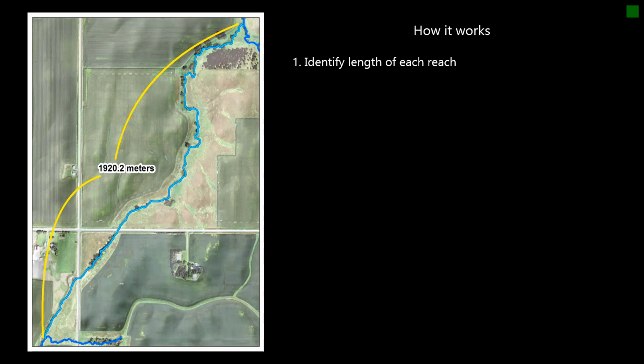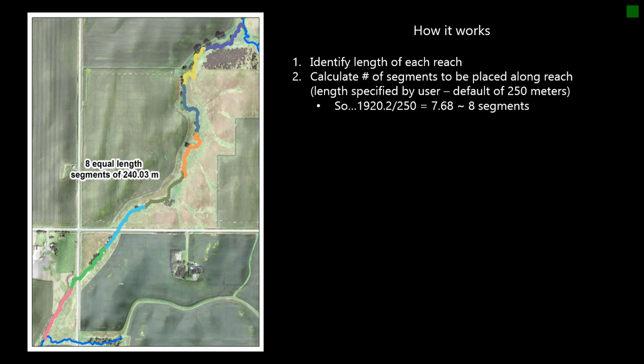First, the length of each reach is found. This is carried as the length attribute in the stream reach feature. So in this example, this reach is 1,920.2 meters long. The second step, the number of segments to be placed along the reach is calculated. This is done by dividing the length by the riparian segment length, and then we round up or down.